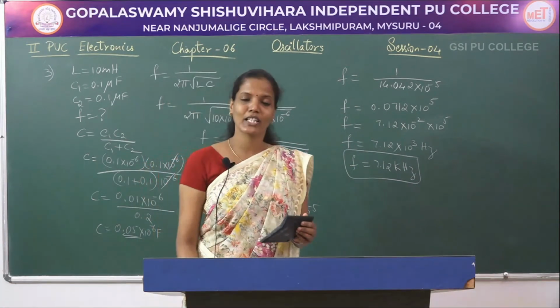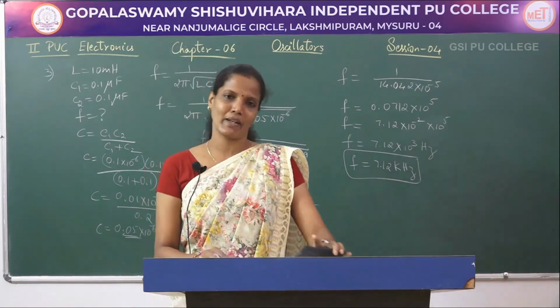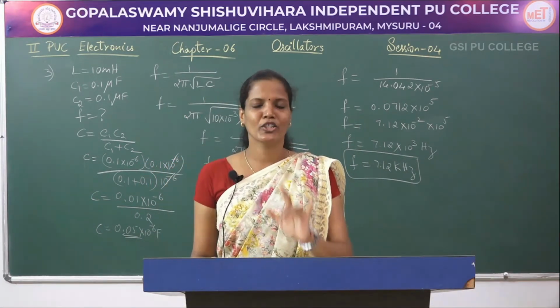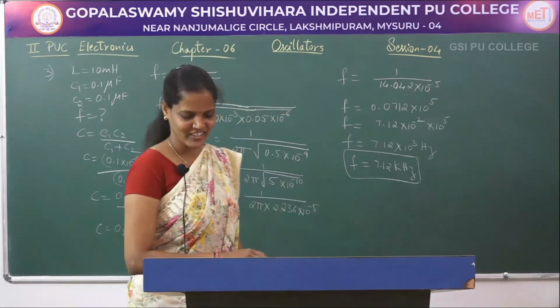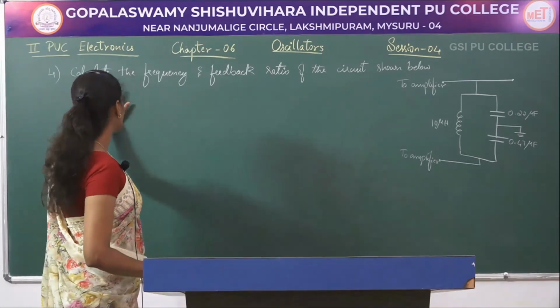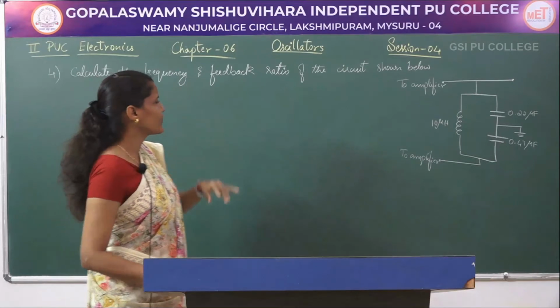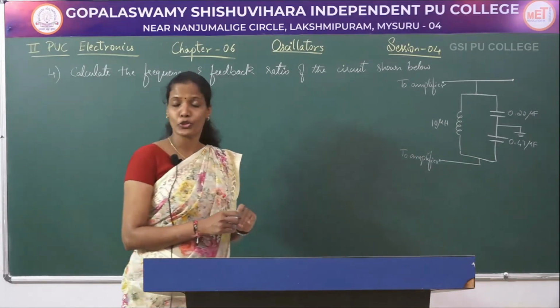So this is the final answer we will be getting for this particular problem, where you have to find out the frequency for the given value of inductance and capacitance. Now we will move on to the next problem of this session. So this is the next problem that is given. Calculate the frequency and feedback ratio of the circuit shown below.